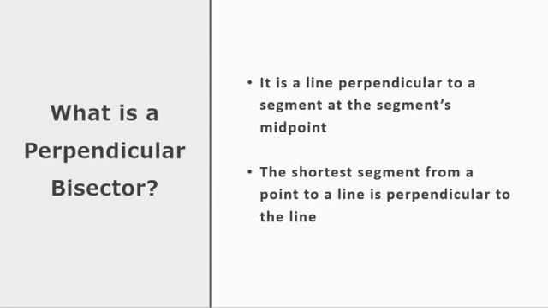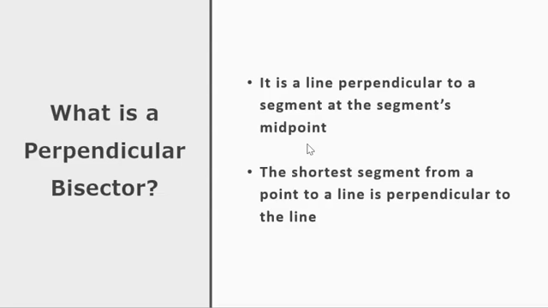The words perpendicular and bisector should be familiar. A bisector cuts something in half, and perpendicular means it meets at a right angle. So a perpendicular bisector is a line that's perpendicular to a segment at the segment's midpoint. So it hits the midpoint at a right angle.